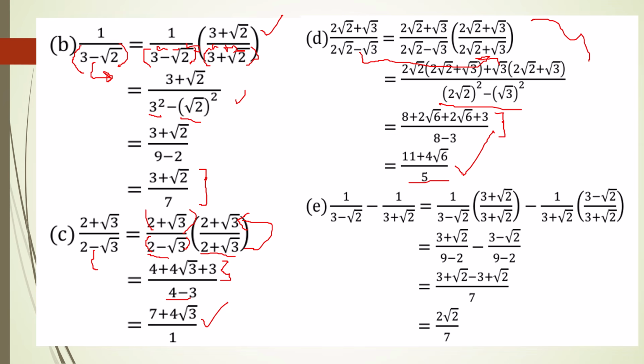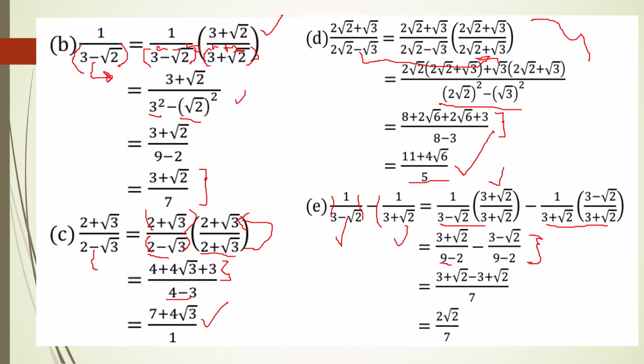Now in part E, you notice that you are having two different values. So if you're having two different values, you first rationalize each and every value separately. So that's why in my solution you are seeing that I first rationalized this fraction separately, I also rationalized this fraction separately. And when you rationalize this one separately, you are going to end up with 3 plus root of 2 divided by the difference of two squares, which is the same as 3 squared minus root of 2 squared. And it's going to give you 9 minus 2. And the same applies to this side.